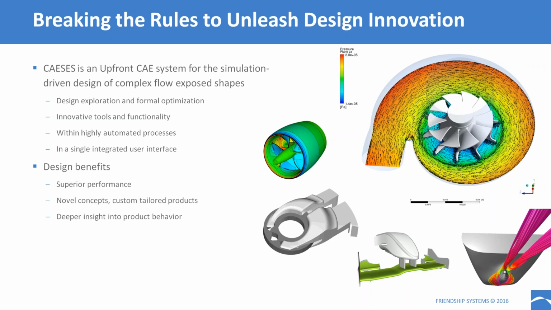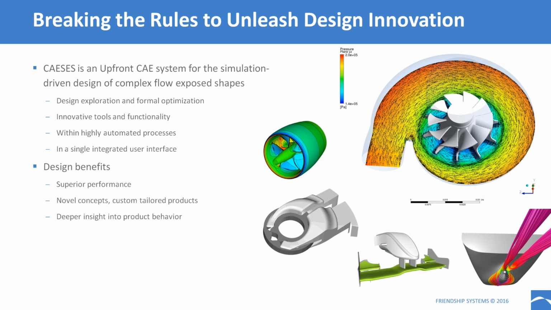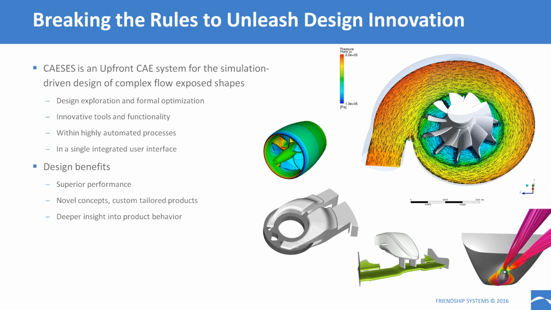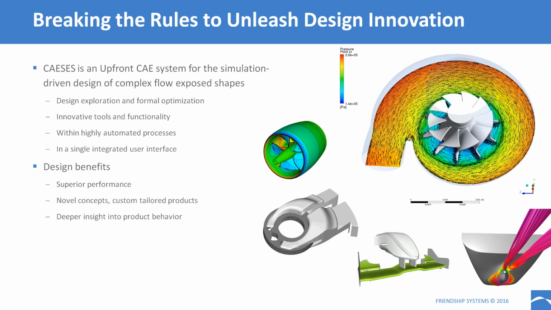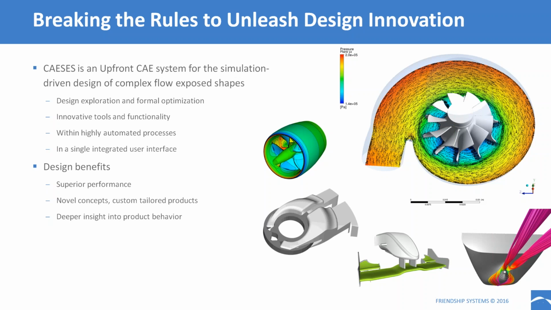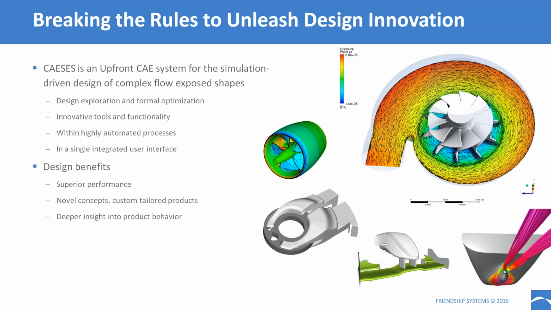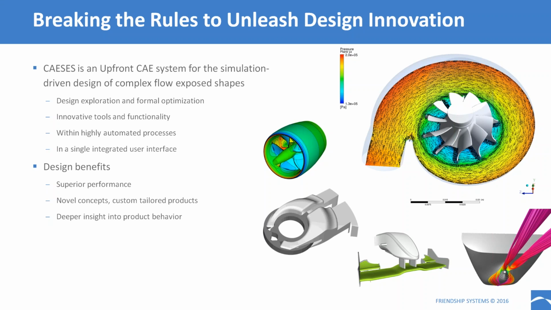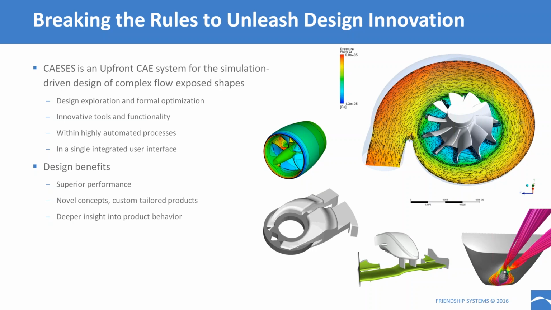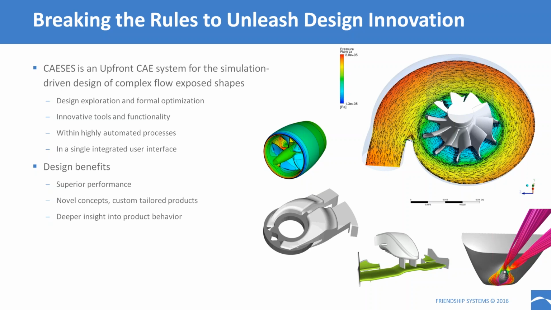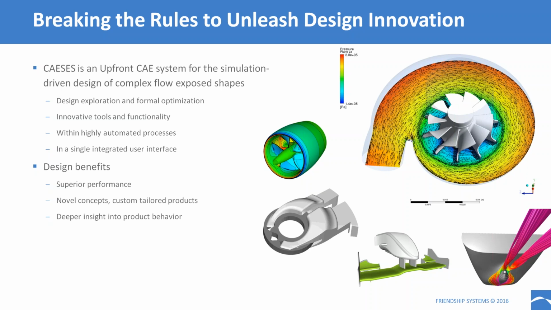The benefits that one can achieve through using CAESES obviously is that the geometries that one is working on are improved in terms of performance. But also you can explore new concepts or custom tailor your product to a very specific application. And a very important point is that by running these kinds of geometry variations and analyzing the different geometry variants, we can get a very good insight into how the product behaves when we change parameters that describe this product.